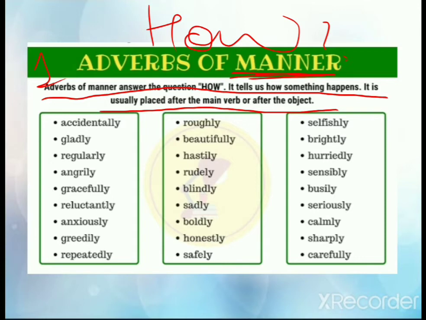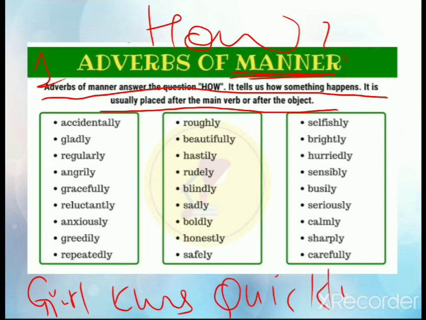If the example is, the girl runs quickly. How does she run? Quickly. So when you get the answer of how in adverb, it will be an adverb of manner. And it will always come after the main verb, after the main action.